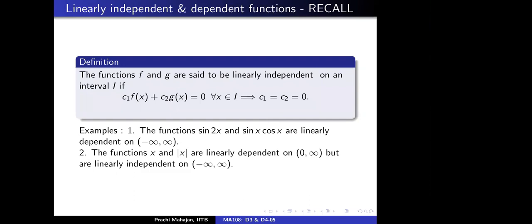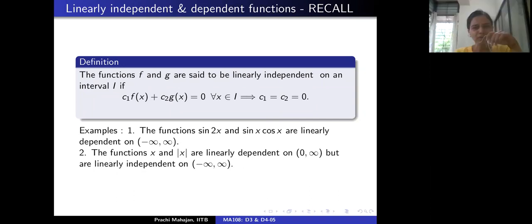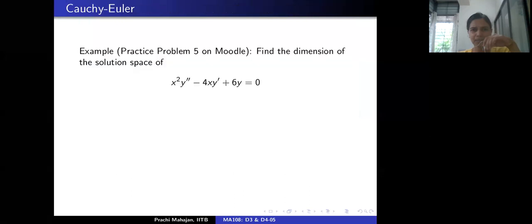Got it, ma'am. Yeah, sorry, is that okay? All right, because you're talking about functions and on certain intervals, not what value it takes. Okay, good that it is sorted. Okay, let's see.